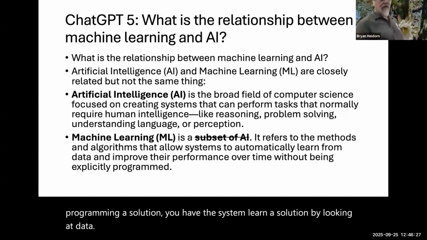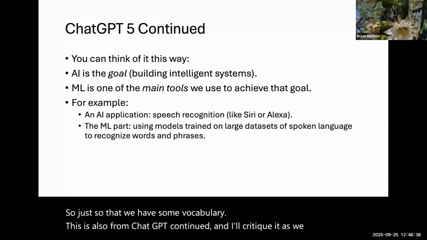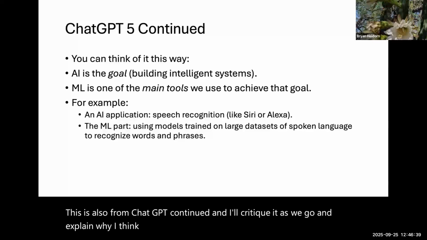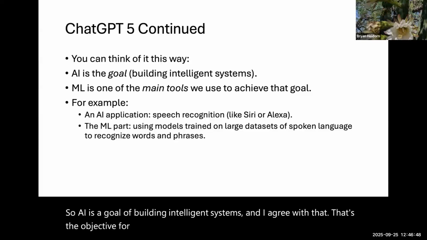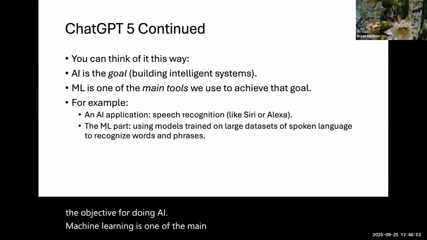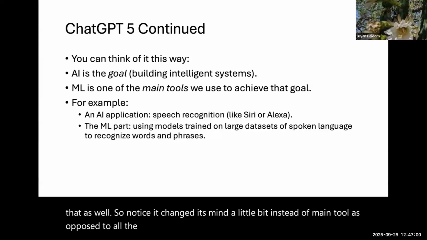So that we have some vocabulary, this is also from ChatGPT continued, and I'll critique it as we go and explain why I think that's a useful approach. AI is the goal of building intelligent systems, and I agree with that. That's the objective for doing AI. Machine learning is one of the main tools to achieve the goal. I agree with that as well. Notice it changed its mind a little bit and said a main tool as opposed to all the tools for doing it.